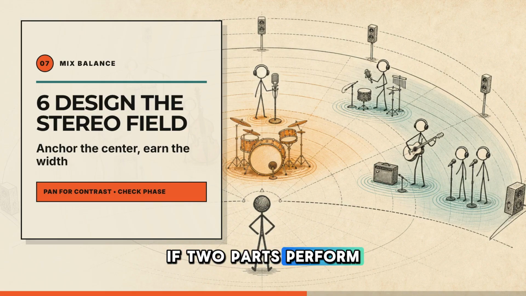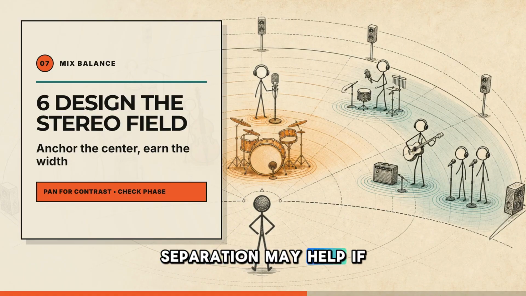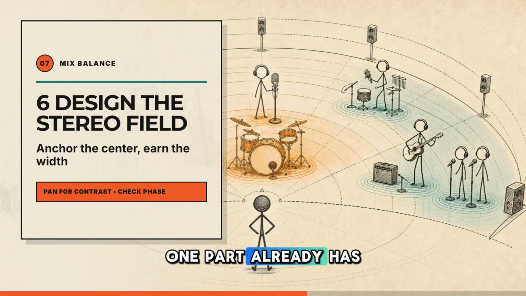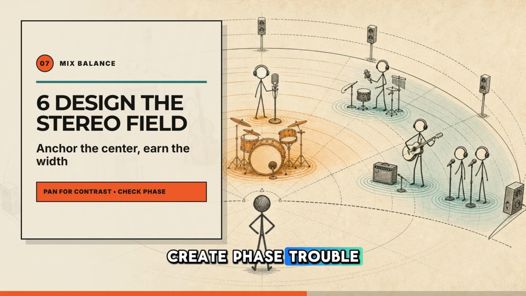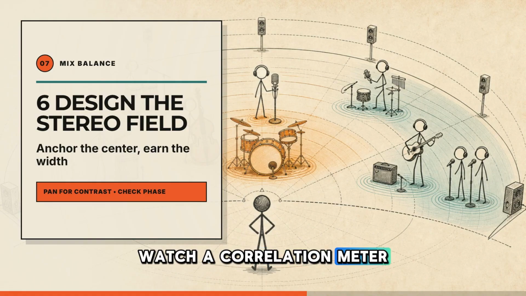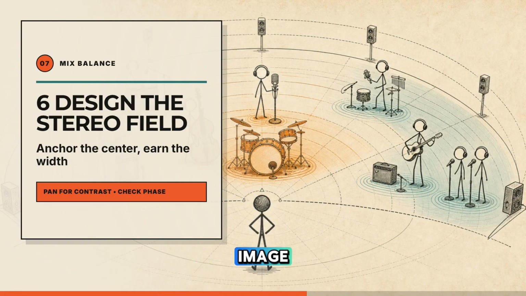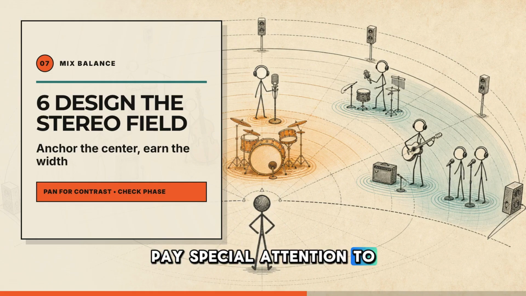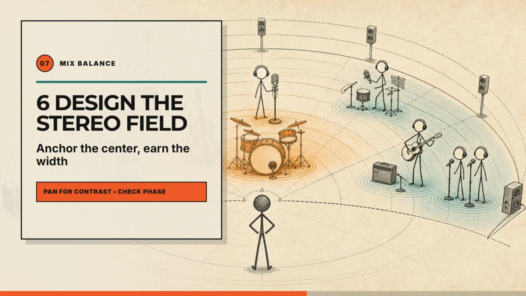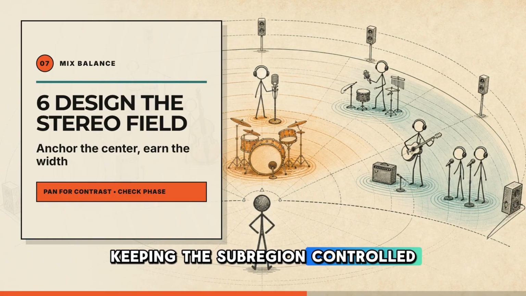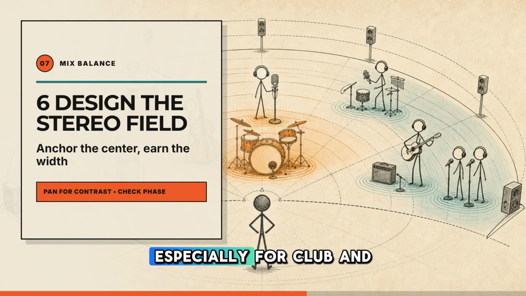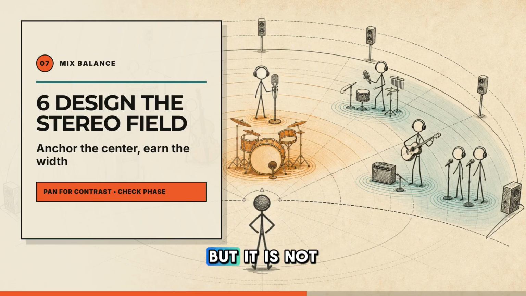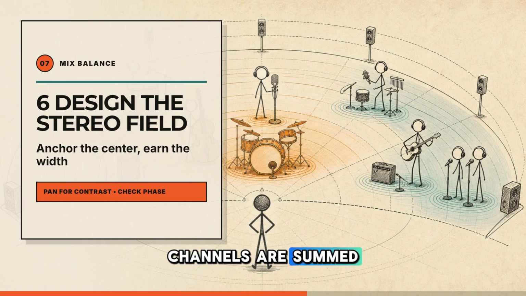If two parts perform similar rhythms, separation may help. If one part already has a wide stereo recording, adding more width can create phase trouble. Watch a correlation meter, but trust the musical image. Pay special attention to very low frequencies. Keeping the subregion controlled and mostly centered is a reliable compatibility strategy, especially for club and mono playback, but it is not a law. The real test is what survives when the channels are summed.